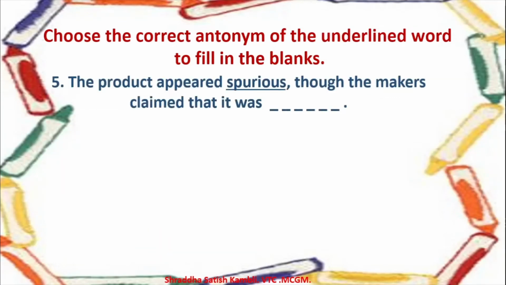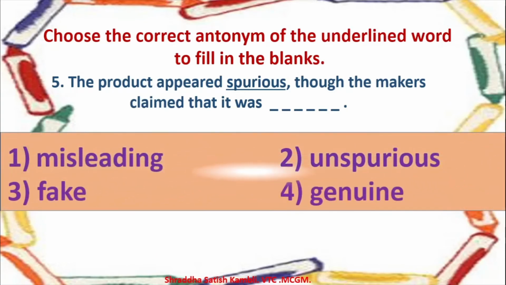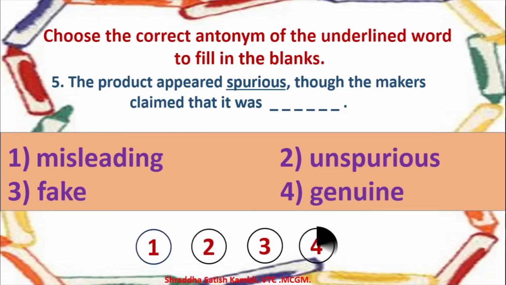The product appeared spurious, though the makers claimed it was dash. So what do you think the meaning of spurious could be? Let's see whether you are able to figure this out. Let's check out the options. So you have misleading, unspurious, fake and genuine. So what is the answer? It is answer number 4, genuine. So a spurious product means a fake product. So the product appeared that it is fake, but the makers were claiming that no, it is genuine.